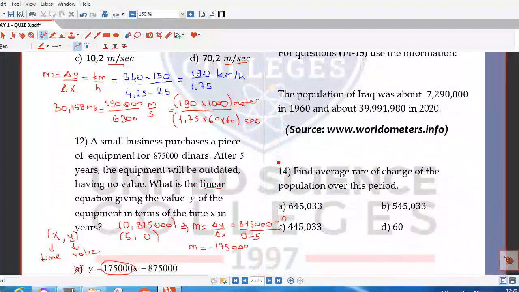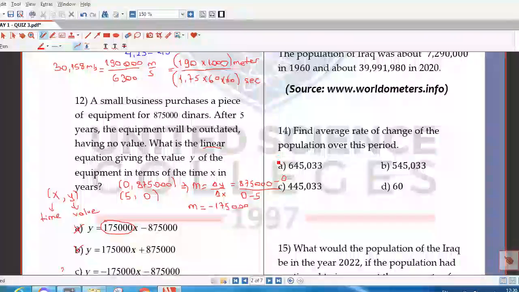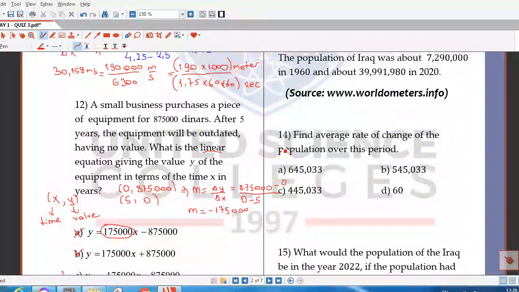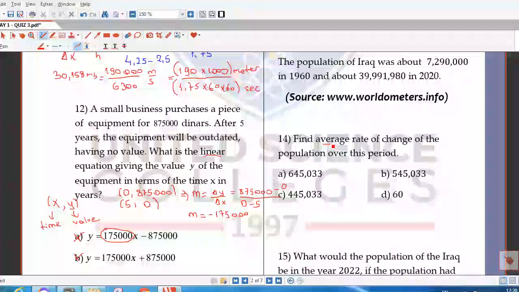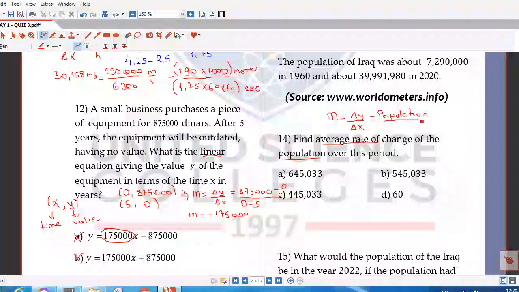We have information about the population of Iraq, and there are two questions to answer. Find the rate of change of population. If it is a population question, rate of change is actually slope, which is written as delta y over delta x. Y and x change in each type of problem. Population per year, so y is going to be the change in population, and x is going to be used for change in time.